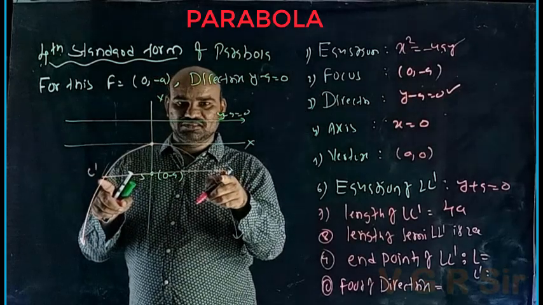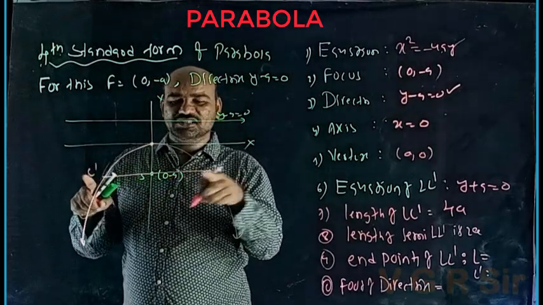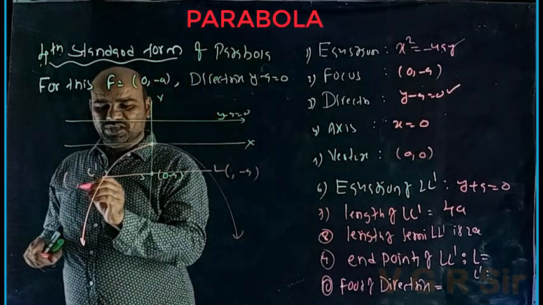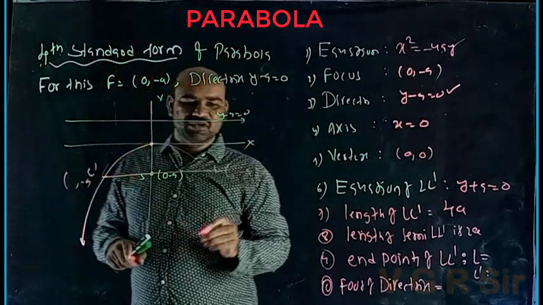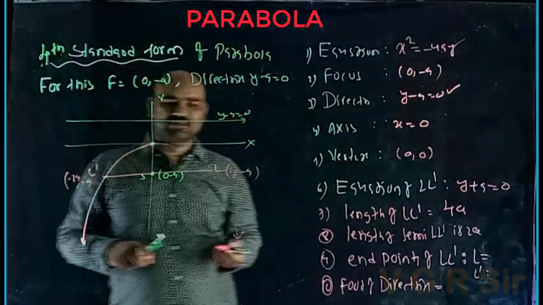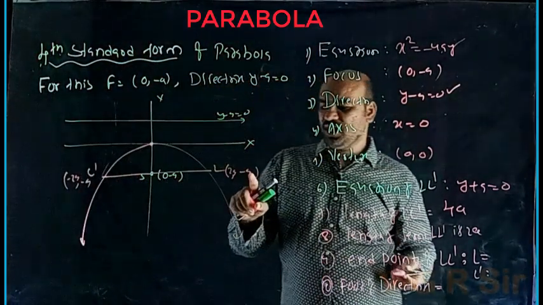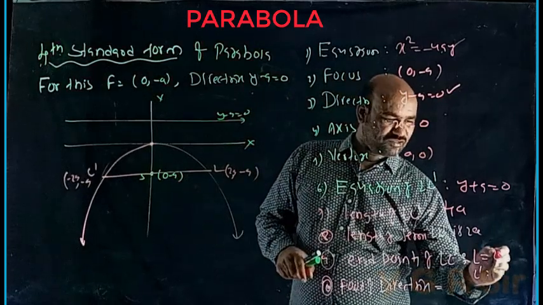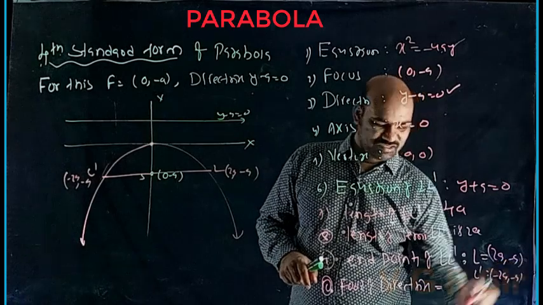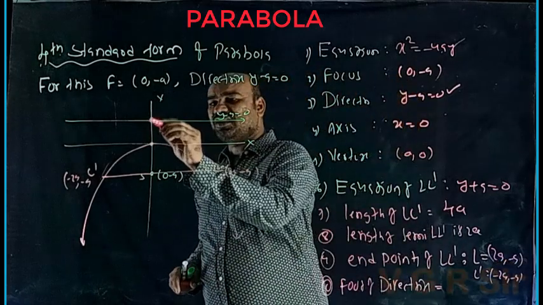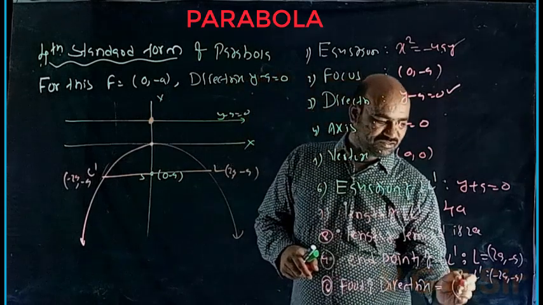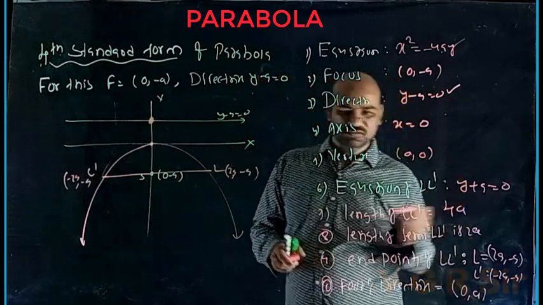Horizontal line. Every point on this horizontal line is something comma minus a. Here minus a, something comma minus a. Obviously this is 2a, this is minus 2a. You can find out, that is not a big problem. So 2a comma minus a. Another one is minus 2a comma minus a. Next, foot of the directrix here. y minus a equals 0, no? 0 comma a.